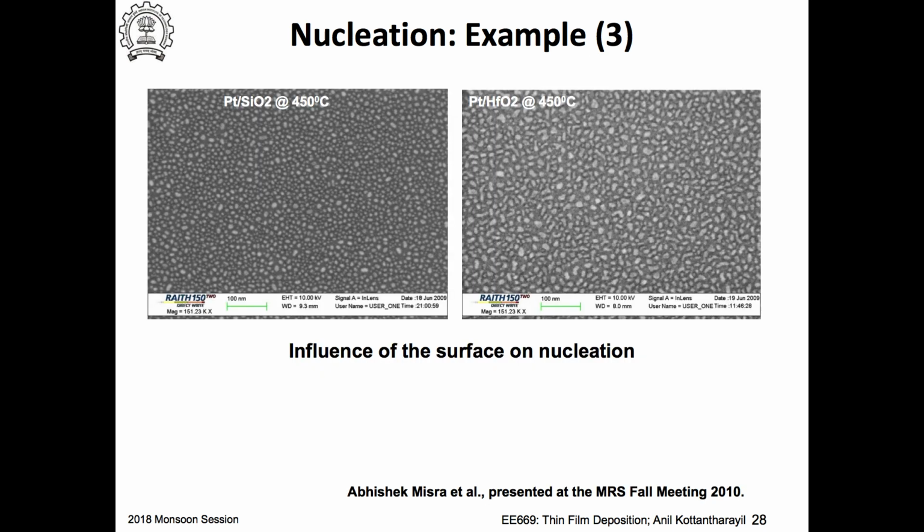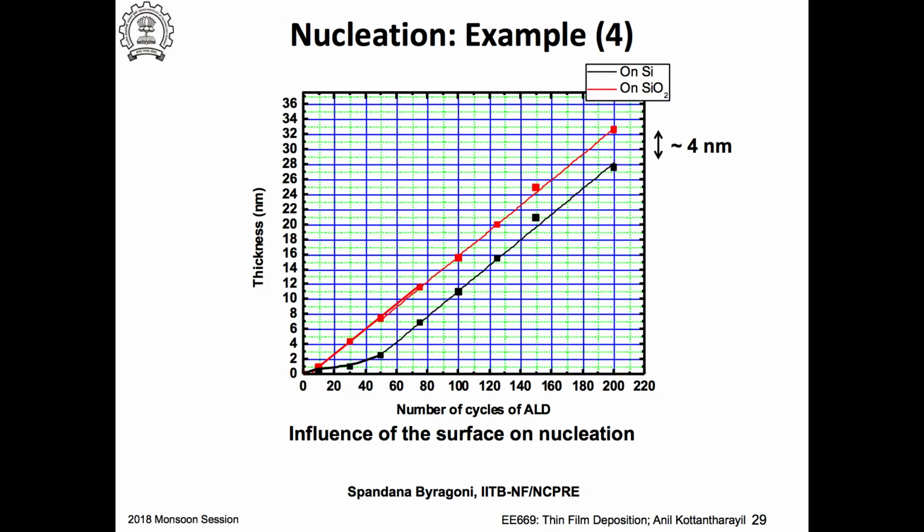Here is one figure, sorry about it. You can see on the left side, this is platinum deposition on silicon dioxide. This is on hafnium dioxide. Same temperature, identical conditions. So the substrate surface has an influence on the properties of the film that is getting deposited. This is what I was referring to, the nucleation delay.